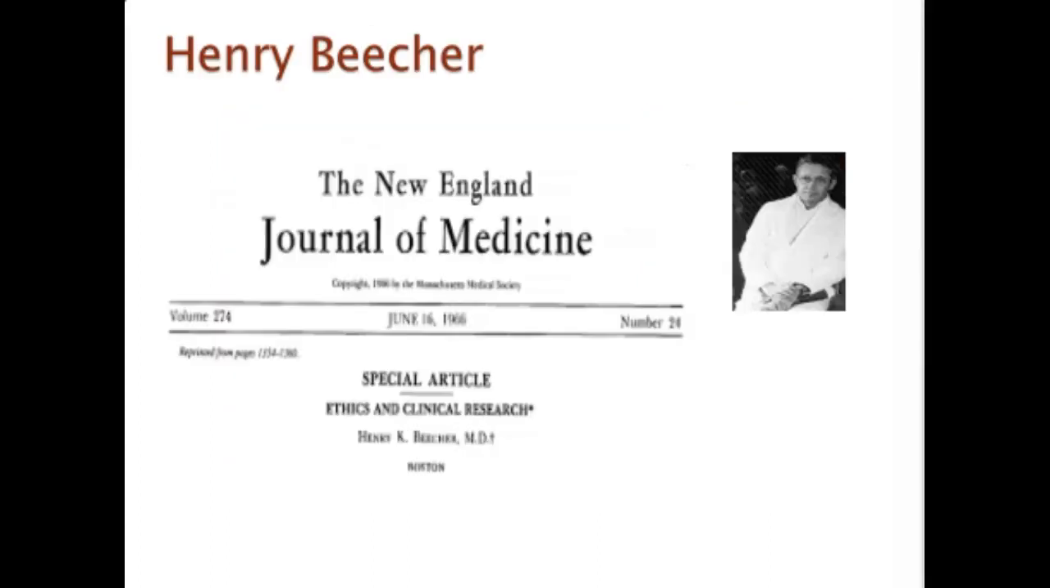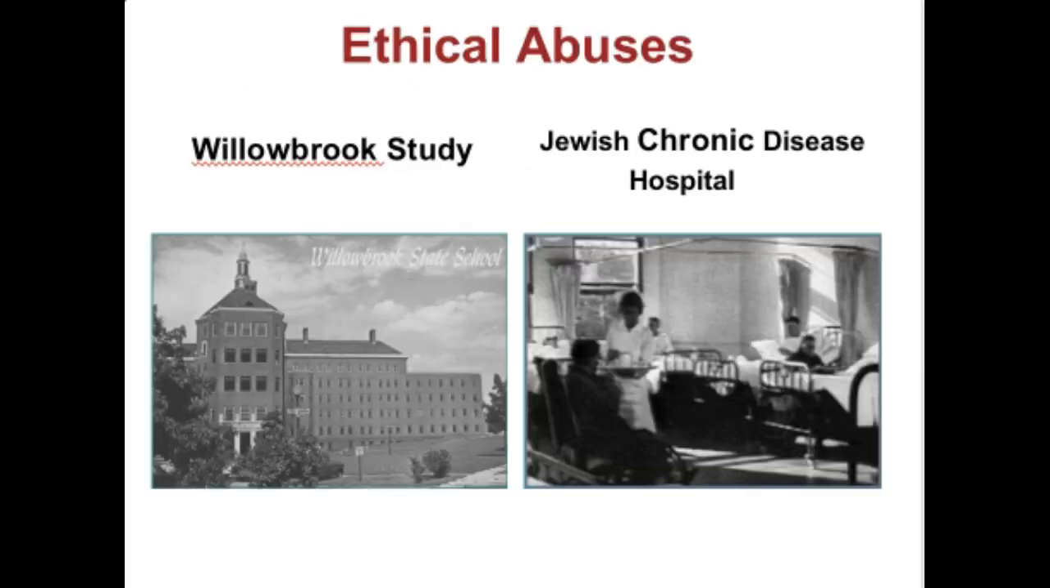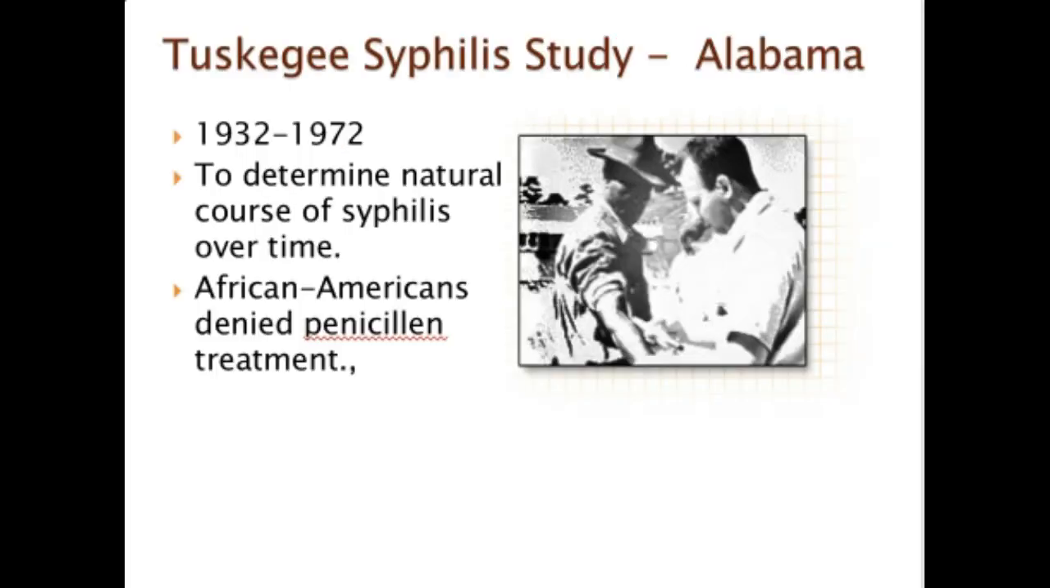We will then discuss Henry Beecher's report of 22 ethical abuses that occurred in the U.S. during the 1950s and 1960s, which included unethical experiments that occurred in the Willowbrook study and the Jewish Chronic Disease Hospital. We will also review the Tuskegee syphilis study that aimed to determine the natural course of syphilis in uninformed African Americans who were also denied penicillin treatment.